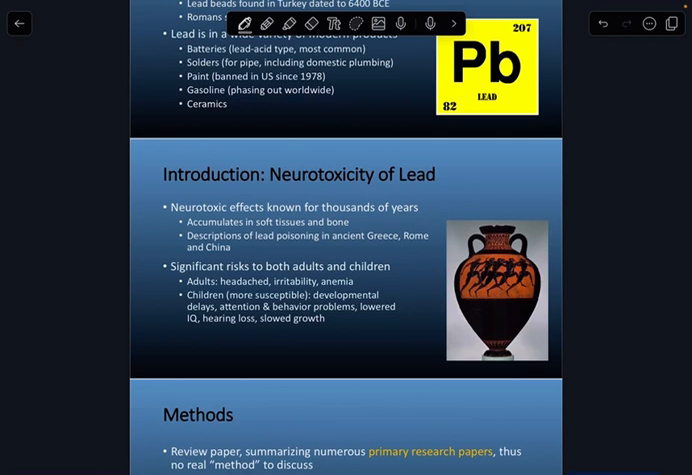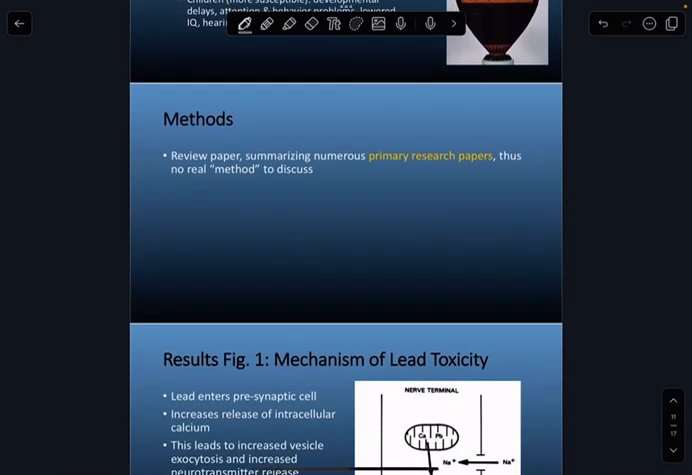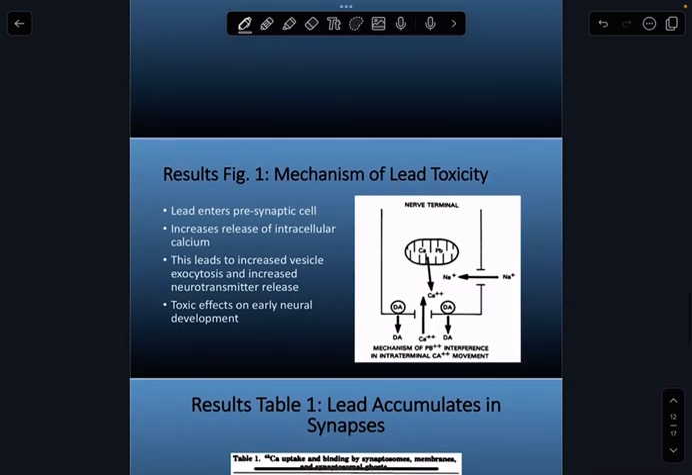All right, so like I said, since this is a review paper, there is no method section. Since this summarized primary research papers, there's no real method section here. If this were a primary research paper, I'd have a list of exactly how they did the experiment, where they got their lead from, things like that. Okay, so here's Silbergeld's results. Results figure 1, here's my descriptive title, Mechanism of Lead Toxicity.